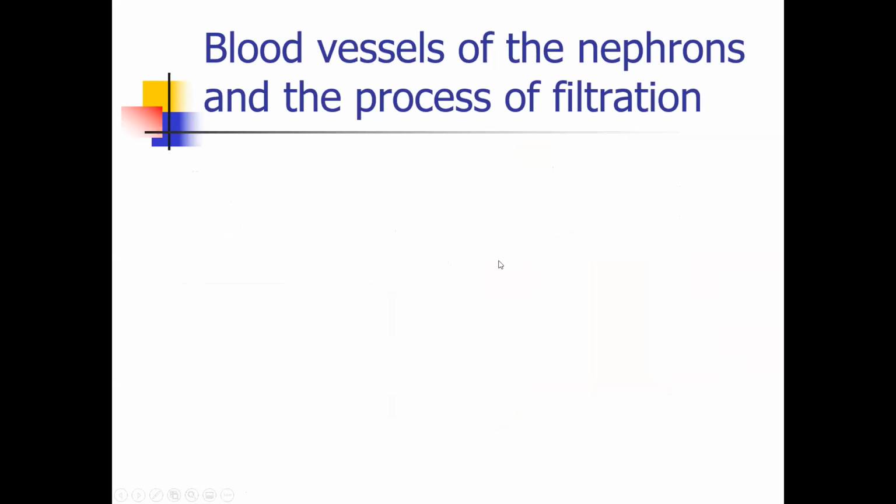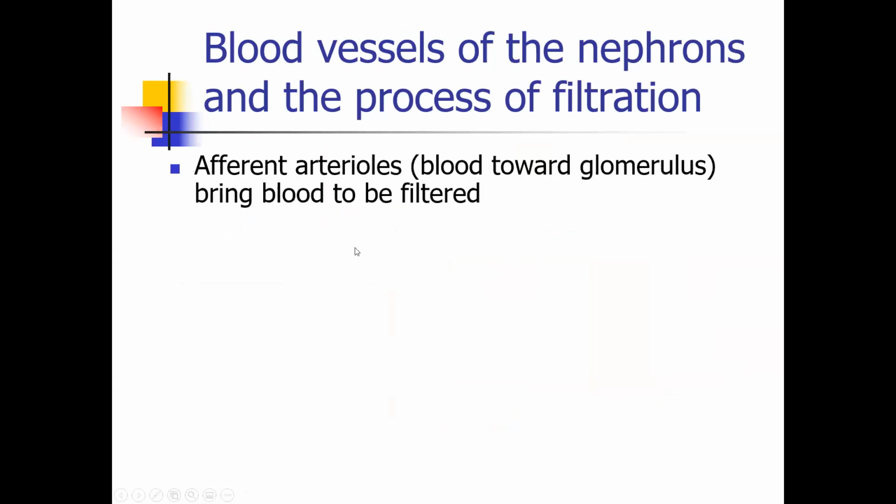All right, blood vessels, the nephrons, and the process of filtration. All right, afferent means towards. Now, when we were talking about the nervous system, afferent was sensory. That means towards the central nervous system. So here, afferent means towards the glomerulus. And you can think of the glomerulus as kind of like the central nervous system.